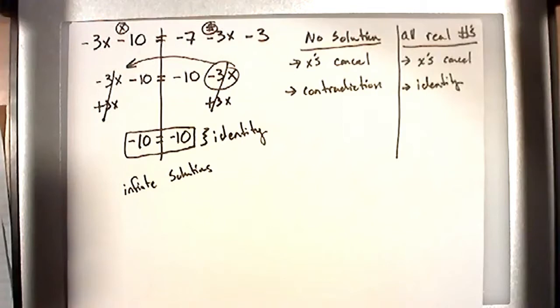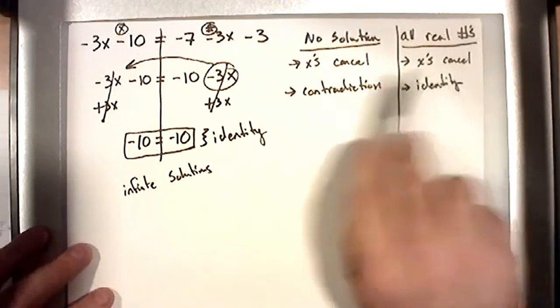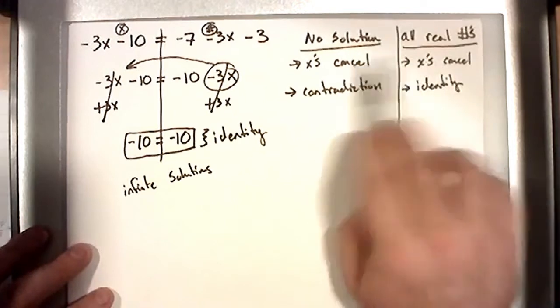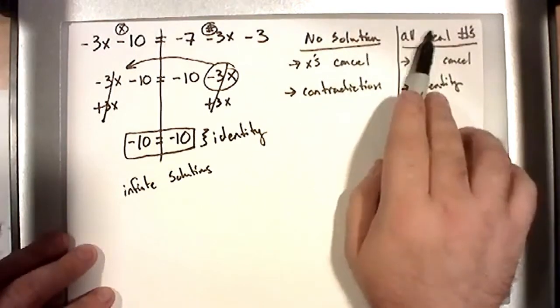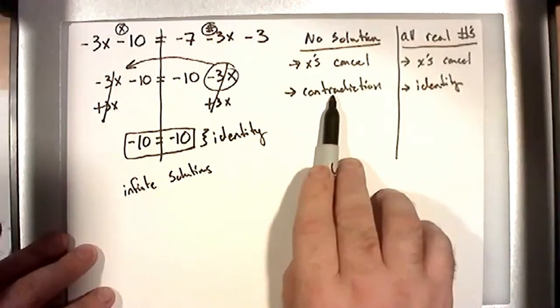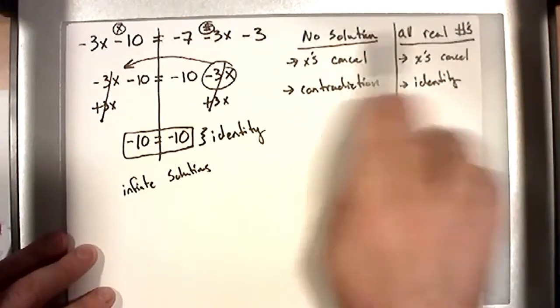This kind of stuff can happen. It's not common. It's not something you should see all the time, but it can happen. Be aware of it, okay? And this is how you tell the difference. If your x is canceled or your variables cancel, you do have one of these. It depends on if you end up with something that's false or something that's true, which the answer will be, okay?